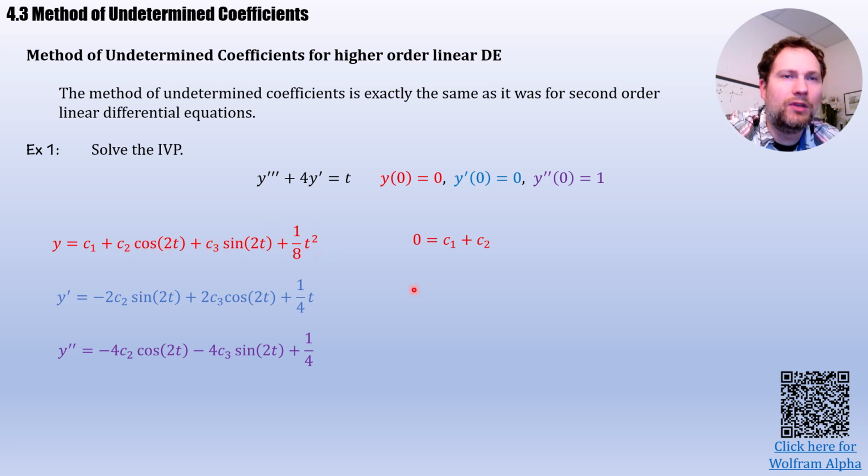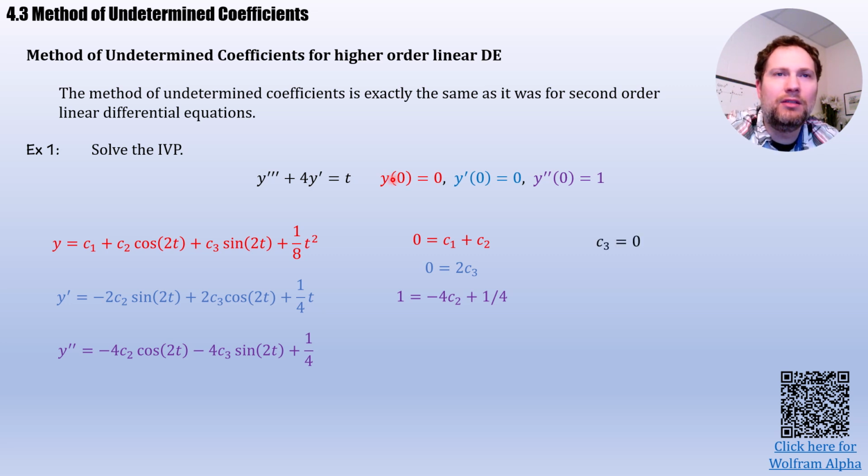With the second initial condition, the blue one, when we plug 0 in here, we're going to get 0 on the left side, and this will go away. This will be the only term that remains. Cosine of 0 here will be 1, so 2c3 will be the only piece that remains. And then last, the purple initial condition, the second order condition. If we plug 0 in here, the sine term will go away, and the cosine term will be negative 4c2, and now we actually do have a 1/4 to deal with as well. And on the left side, we've got a 1.